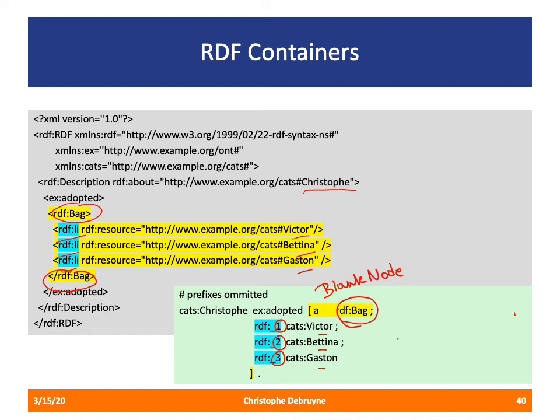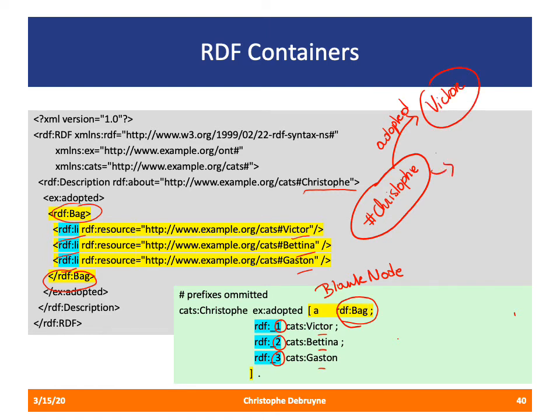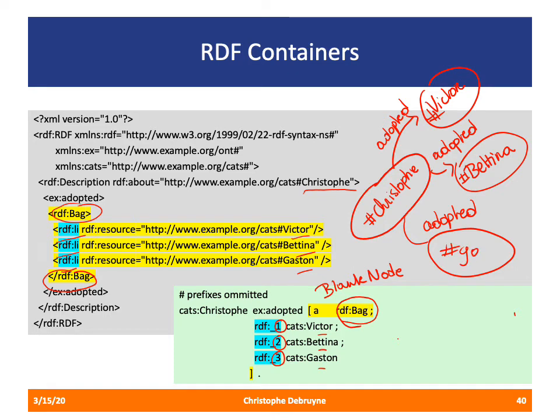Now, key is to understand that there's a difference between Christoph adopting a bag of cats and Christoph adopting 3 times a cat. So I adopted Victor, I adopted Bettina. Obviously they're named nodes, so there's a hash here, and I adopted Gaston.